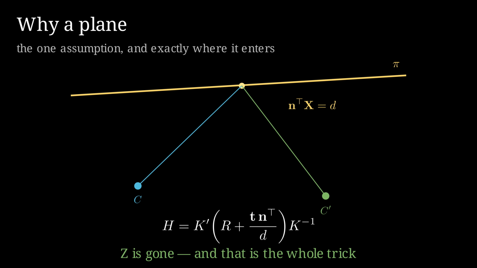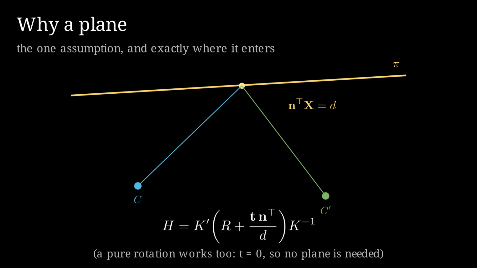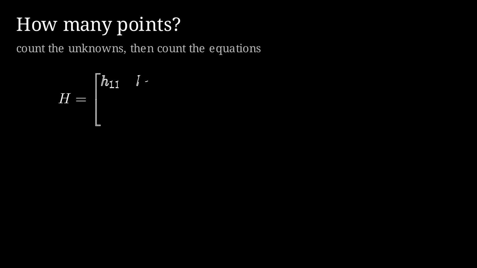One footnote, and it matters in practice. If the camera only rotates, if t is 0, the translation term vanishes and you don't need a plane at all. That's why panoramas work on any scene as long as you don't walk sideways while shooting. So how many point pairs do you need?